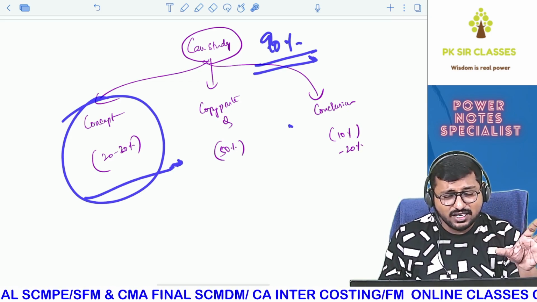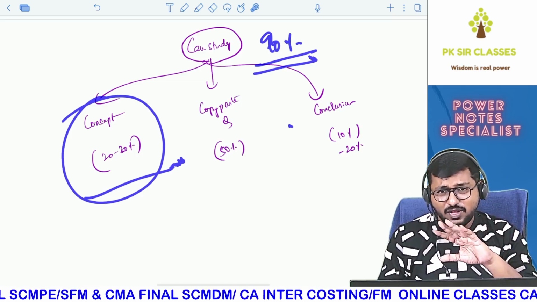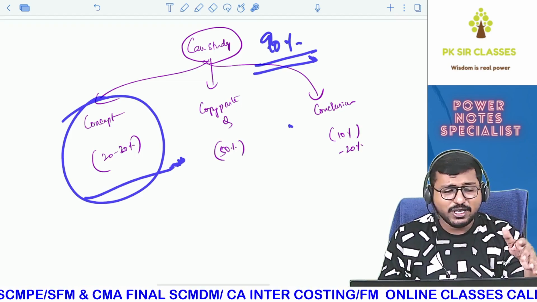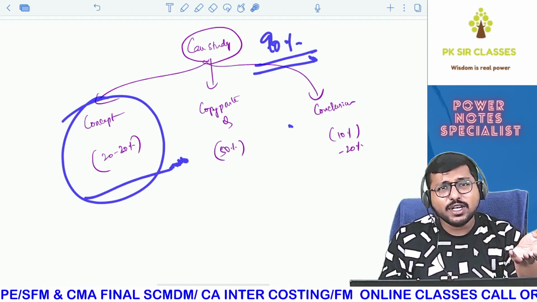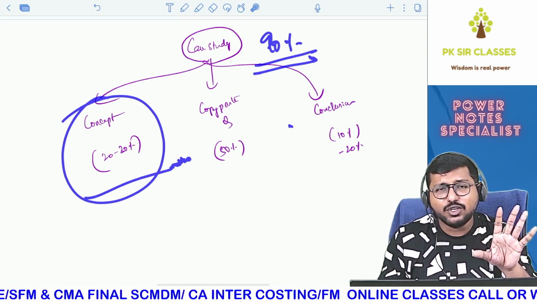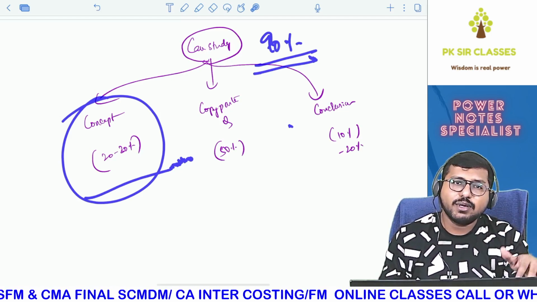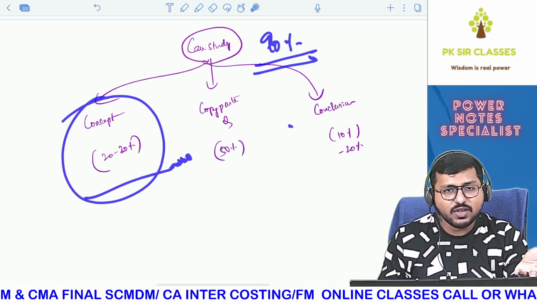In that, certain theory chapters are there. Not all chapters are theory. You can eliminate decision making, you can eliminate transfer pricing, isn't it? A lot of chapters you can eliminate. The rest of the chapters you can remember. So it will come somewhere around 150 to 200 pages. 150 to 200 pages we have to remember at CA final level, isn't it?